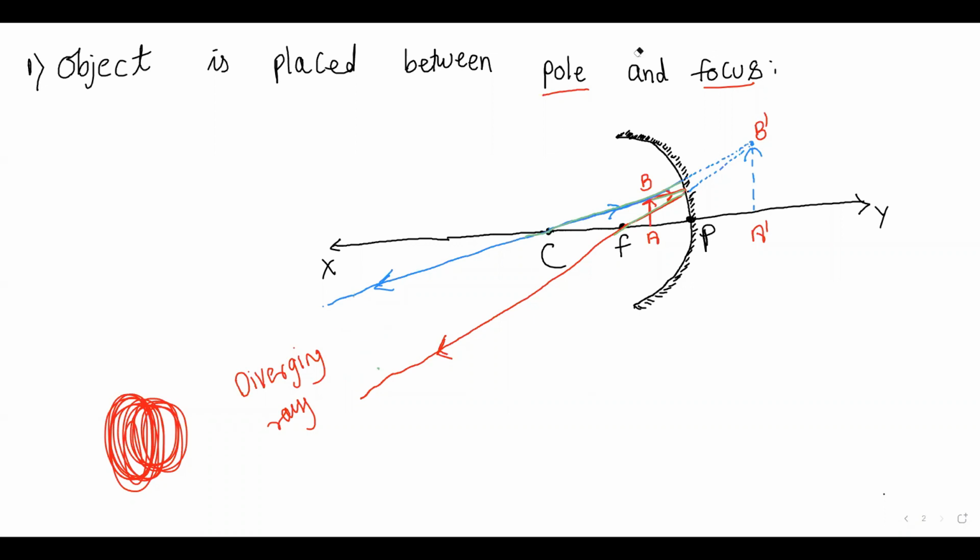Where are the rays meeting? Rays are joining, they are meeting behind the mirror. When you draw these rays in the backward direction, they are meeting behind the mirror, and this is the image of the object. What is the nature of the image? Can you tell about the nature of the image? Image is virtual and erect. The image is virtual and erect.